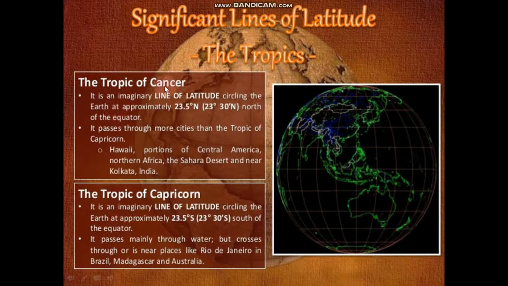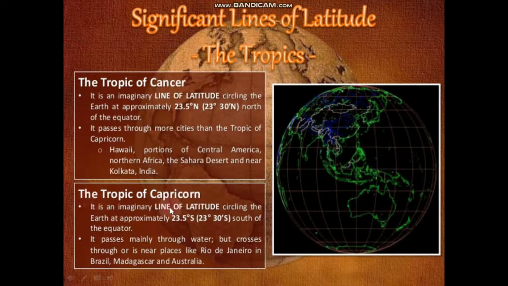Now, Tropic of Cancer. It is an imaginary line of latitude circling the earth at approximately 23.5 degrees north of the equator. It passes through more cities than Tropic of Capricorn. Some of the places are Hawaii, portions of Central America, Northern Africa, and the Sahara Desert, and near Kolkata, India. These are the places through which Tropic of Cancer passes.